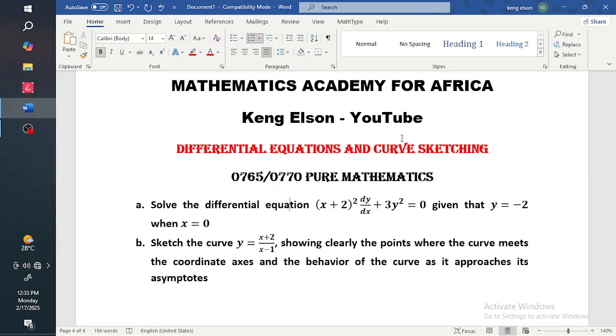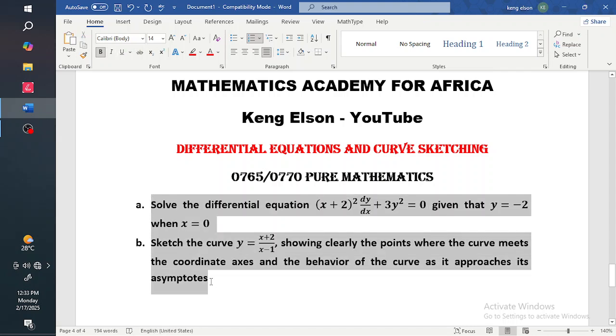So this video is going to be a little bit lengthy because I'm going to be doing two topics. The first one is to solve a differential equation with initial conditions, and the second question that follows is to sketch a curve. Actually, the two questions are together, all right?